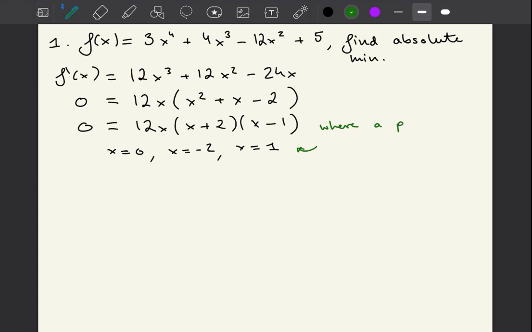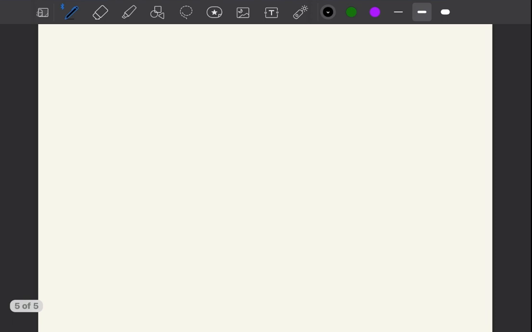So what this tells us is that these are the points where we have a possible maximum or minimum, right? And now we actually have to figure out where is it a maximum or minimum, where is it concave up, or where is it concave down. And to do this, we can create intervals for the functions. So I'm just going to start a new page. We had x is equal to negative 2, 0, and 1. Right? So let's do it in order.